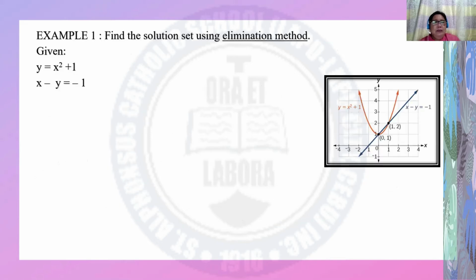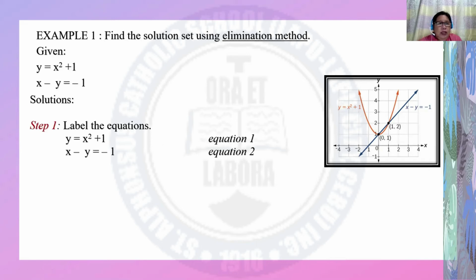Let us have example. Find the solution set using the elimination method. Given y is equal to x squared plus 1 and x minus y is equal to negative 1. So this is the graph. And the solutions are (0, 1) and (1, 2). So let's try to find out using elimination method if we can have the same answer.